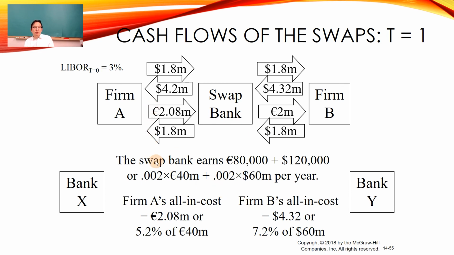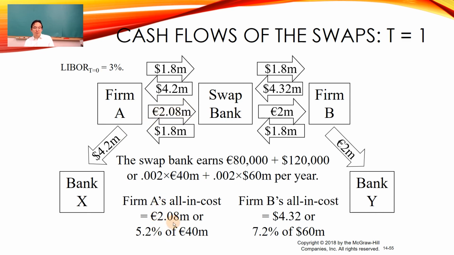If you do the numbers, you will find that the company A's all-in cost is 2.08 million euro, or 5.2% of 40 million euro. All right, so that's this one. And if you look, 1.8 cancels out, 4.2 coming in and 4.2 going out cancel each other out. Net cash outflow, all-in cost of 2.08 million euro.